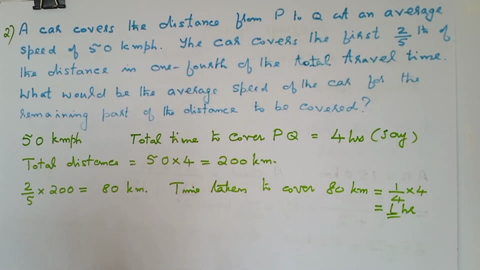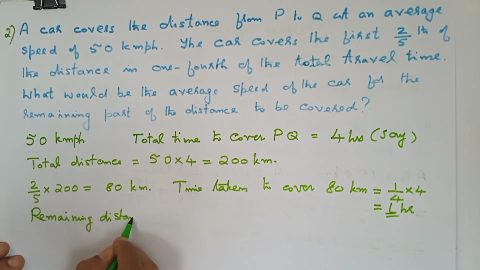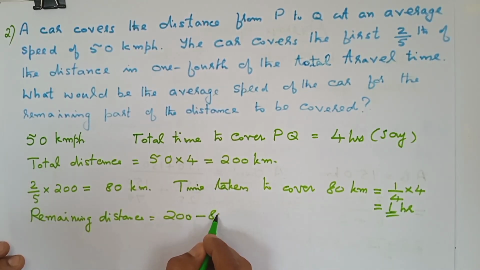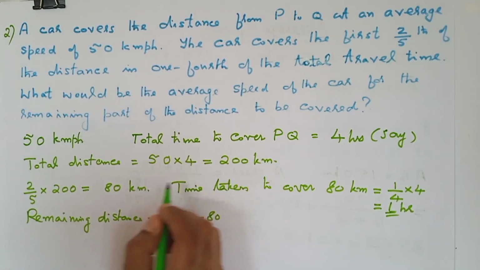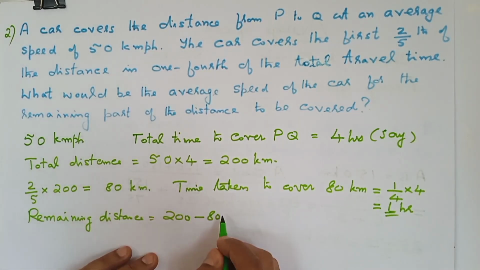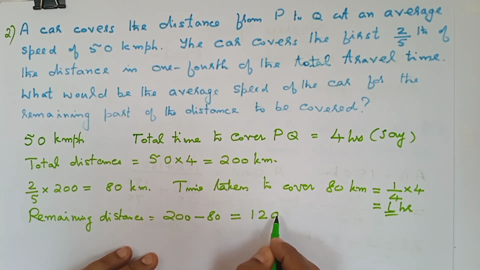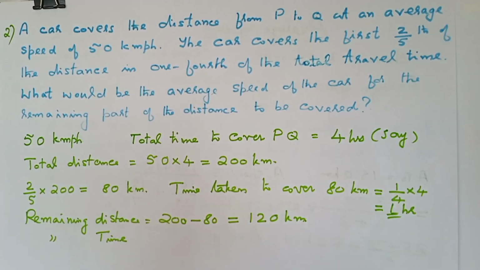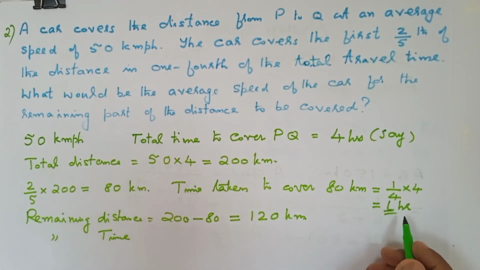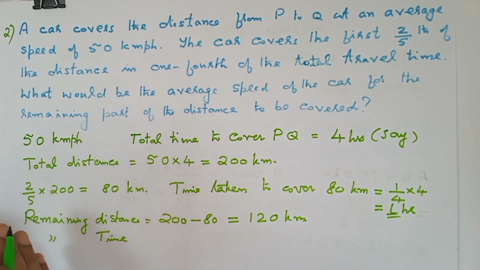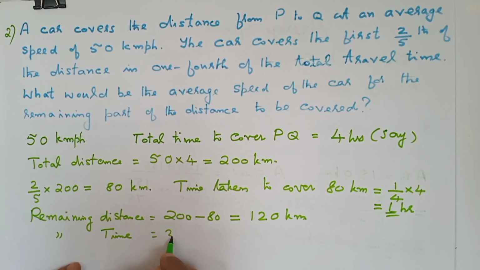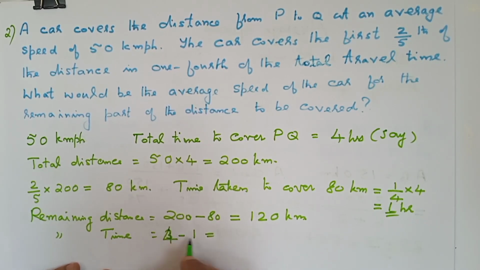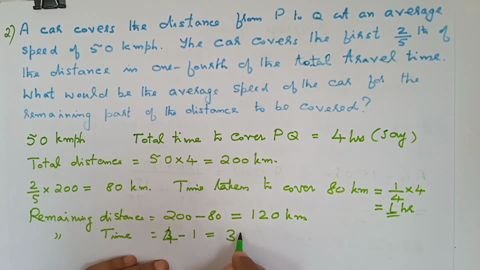So let's work out the remaining distance, which will be 200 minus 80. 200 total distance. Distance already covered 80. So the difference gives you the remaining distance. What about the remaining time you have? 4 hours total time. 1 hour used for a certain part of the journey. So the remaining time will be 3 minus 1. Sorry, 4 minus 1 equal to 3 hours.